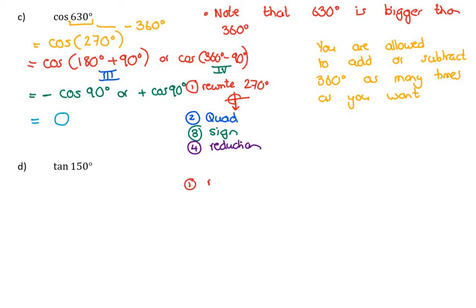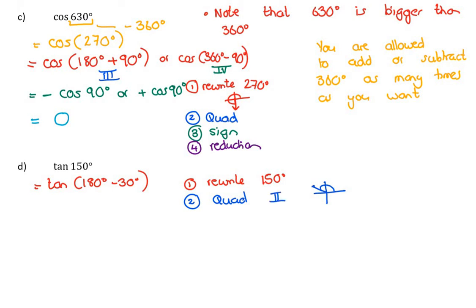First question, first step, I need to rewrite 150 degrees in this question. So this is tan, and I'm going to rewrite 150 as 180 degrees minus 30. My second step is to figure out which quadrant. So 180 degrees minus 30 would be in quadrant 2. My next step would be to check out my sign. Tan is negative in quadrant 2. My next step is to do my reduction. This reduces down to tan of 30 degrees.